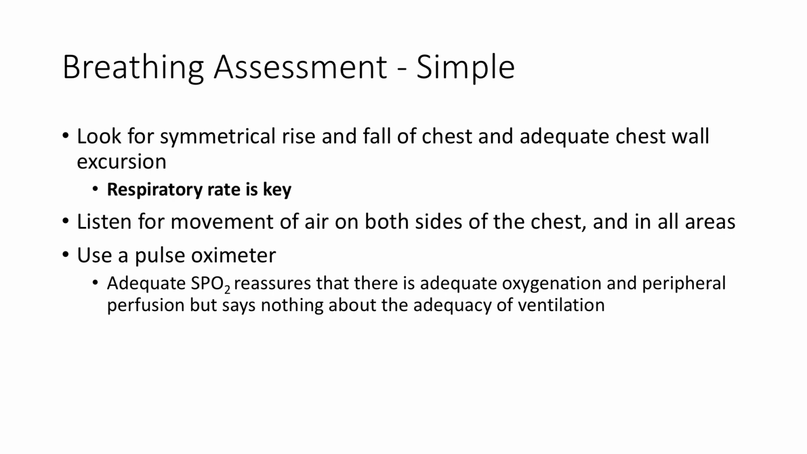You should listen for movement of air on both sides of the chest and in all areas of the chest as well. And you should use a pulse oximeter and record some peripheral SATs. Just be careful that adequate SATs will reassure you that there's adequate oxygenation, enough oxygen is getting into the blood, and it also tells you that there's adequate peripheral perfusion, so those red blood cells are able to make it down to the capillary bed in the fingers. But it says nothing about the adequacy of ventilation, okay? It says nothing about how high your carbon dioxide could be.